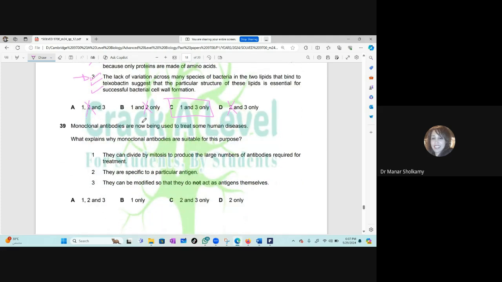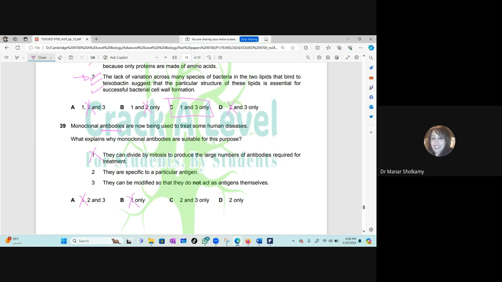39. Monoclonal antibodies are now being used to treat some human diseases. What explains why monoclonal antibodies are suitable for this purpose? Now read and tell me. They can divide by mitosis to produce the large numbers of antibodies required for the treatment. Is one right or wrong? No, one is wrong. Correct. So I will remove A and B, because monoclonal antibodies don't divide by mitosis. It's the plasma cells or the memory cells that divide by mitosis. These are not cells to divide, they are antibodies.